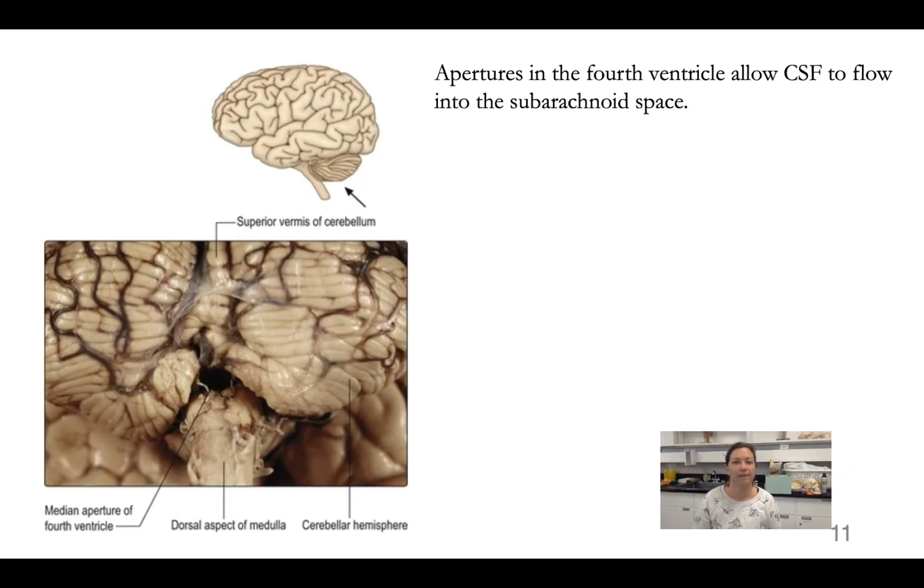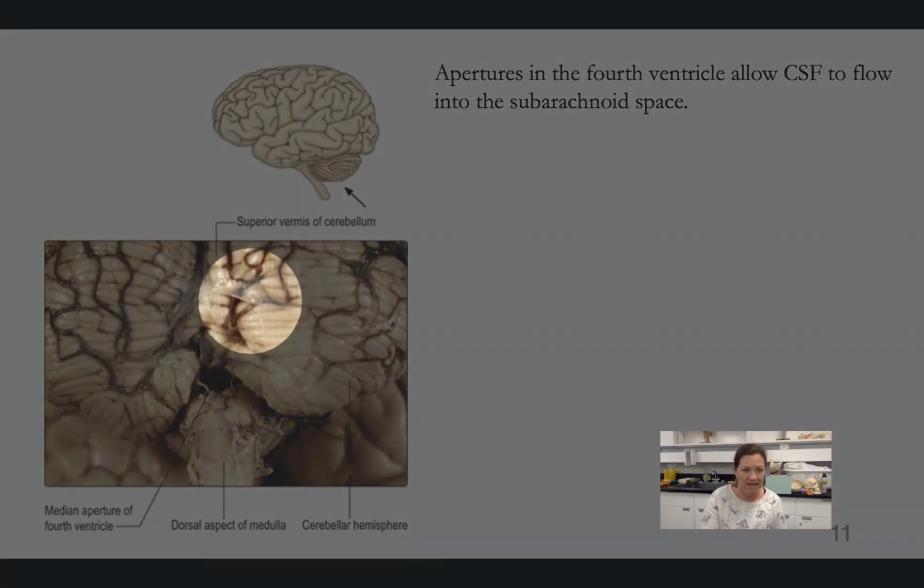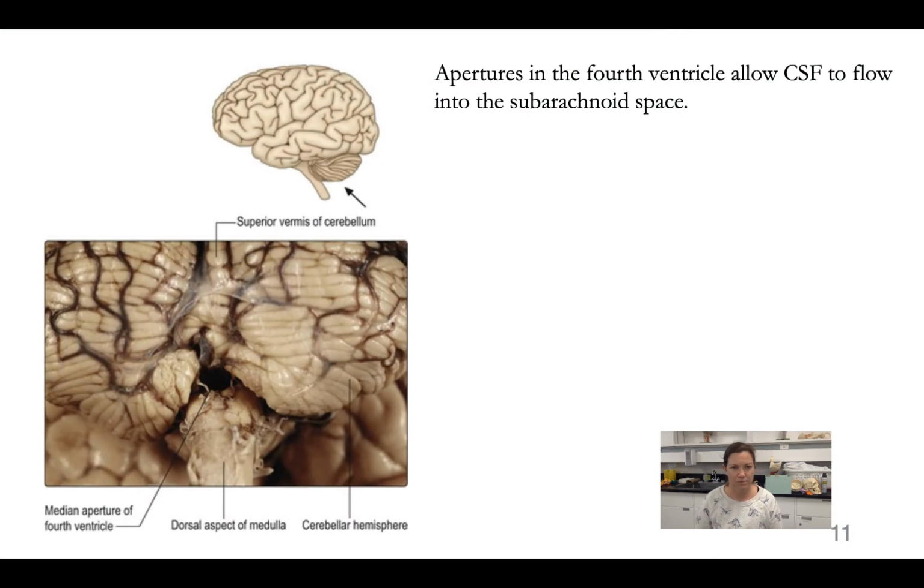And those apertures admit CSF to the subarachnoid space. And so here you're in a dorsal view, a posterior view, and you can see, I don't know if you can see in there or not, but this opening is the route of CSF passage out of the fourth ventricle posteriorly on the midline. And so that's where the opening is.